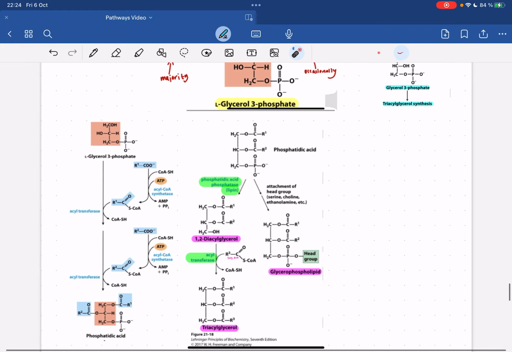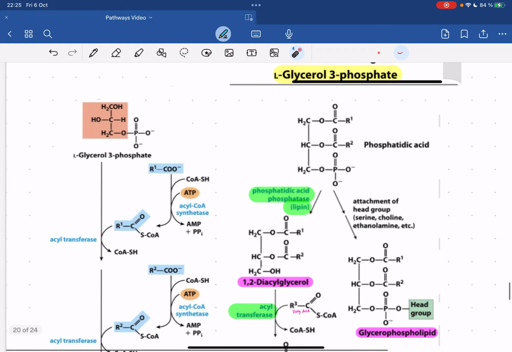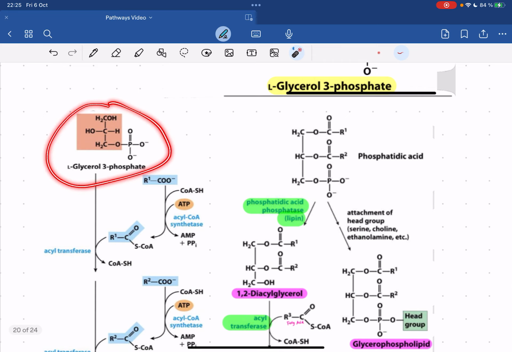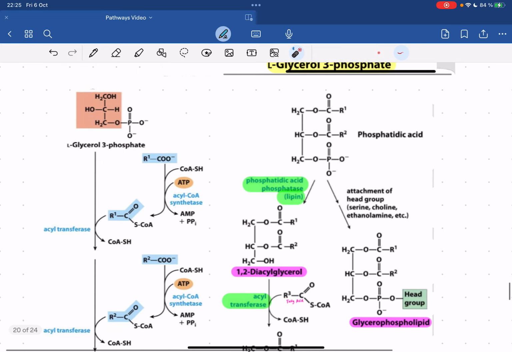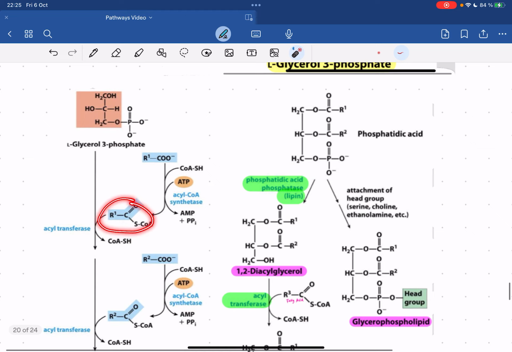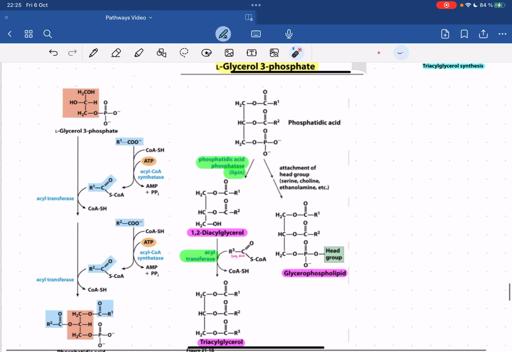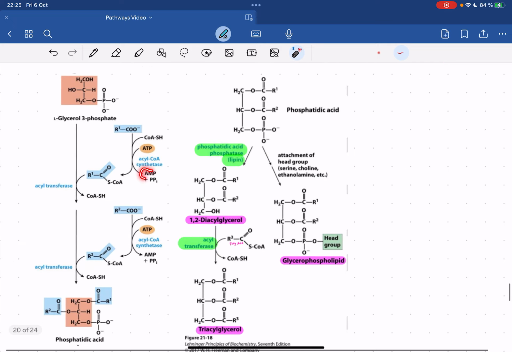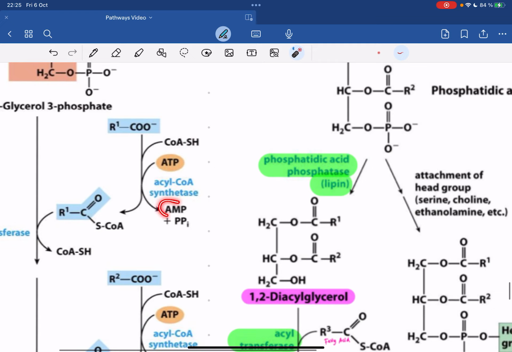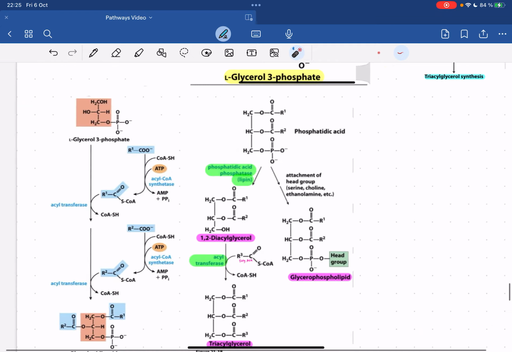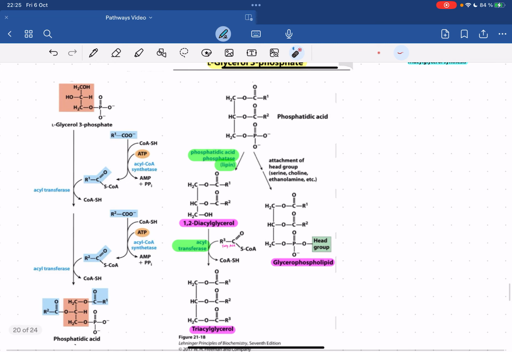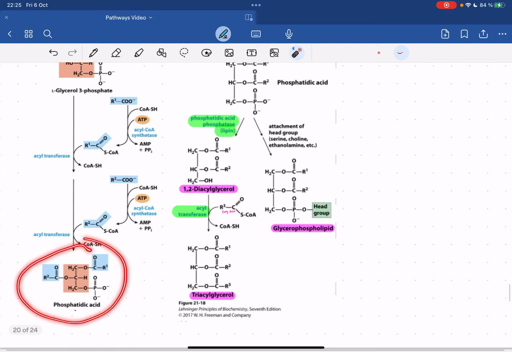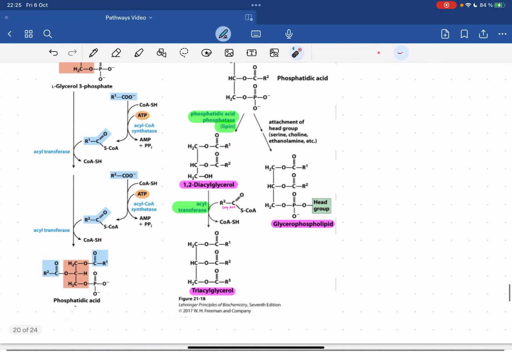Now for the actual tag synthesis, we're having this glycerol 3-phosphate at the beginning. And then for every acetyl-CoA that we're adding, we're actually using ATP and AMP. Remember, if we get AMP in the end, we're actually using 2 ATP per round. And this is in order to create this final product, which is the phosphatidic acid.